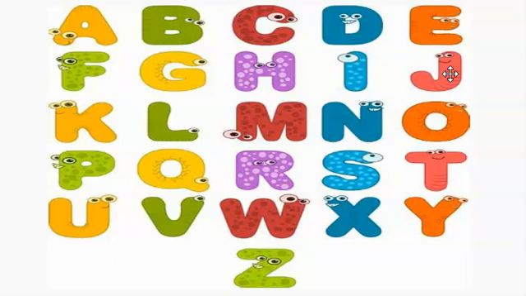What month of the year starts with the letter J? There are 3 months of the year that start with the letter J. The first one is January. The second one is June. J is for January, J is for June. And the third one is July. J is for July.